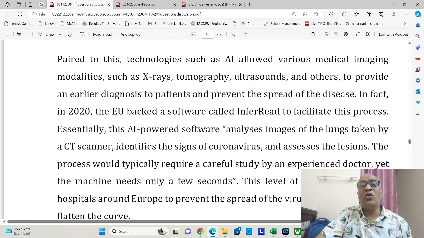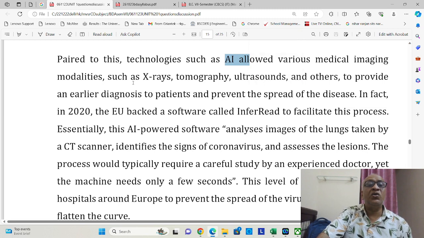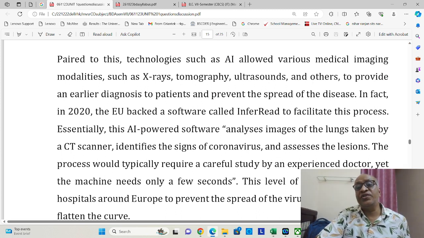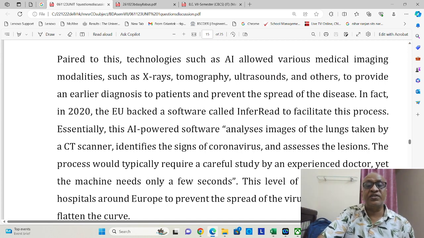So now, along with this, when AI is combined with big data in the medical field, whether it is medical images, X-rays, tomography, ultrasound, patient diagnosis, prevention of disease, in all these aspects it will be used.